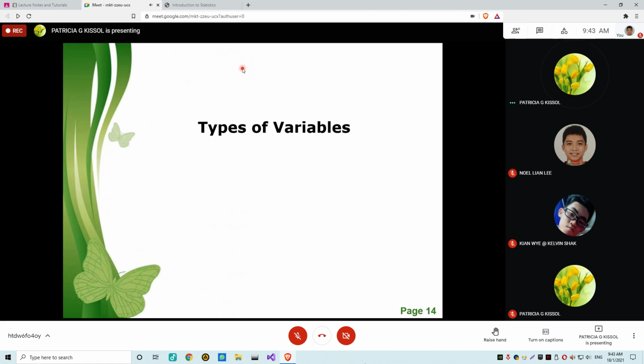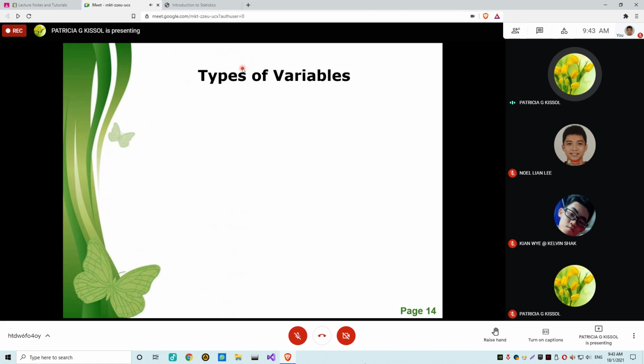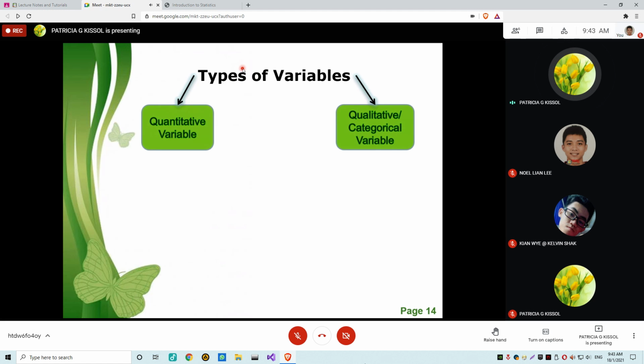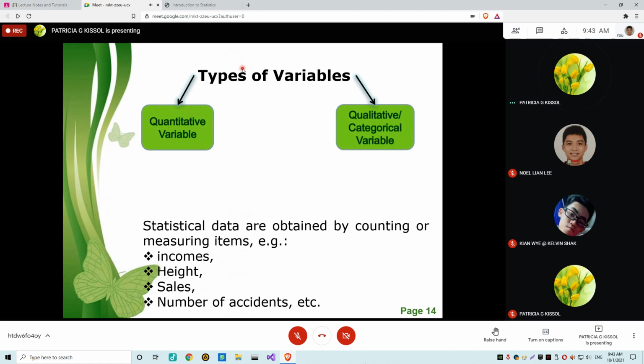Okay. So we go on to the types of variables. It's categorized into quantitative variables. Quantitative means numerical values, which we can see. And we also have qualitative or categorical variables. So just to explain the difference, all these are variables, as what you see on the screen now.